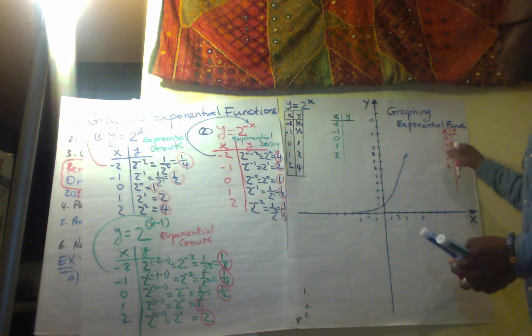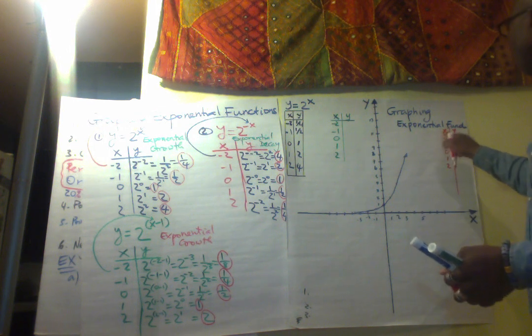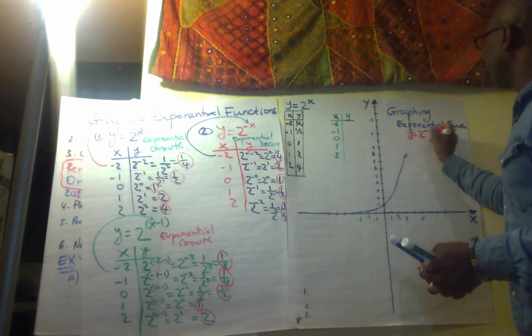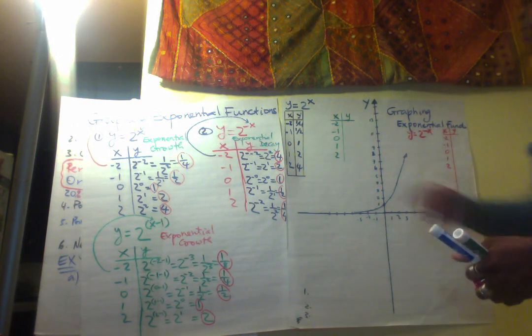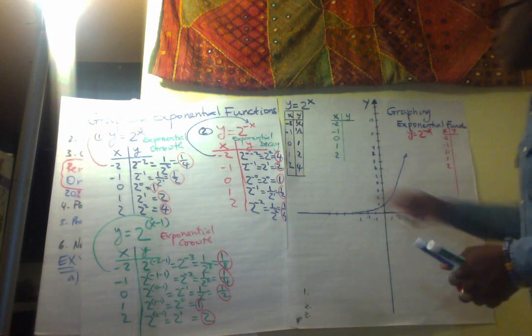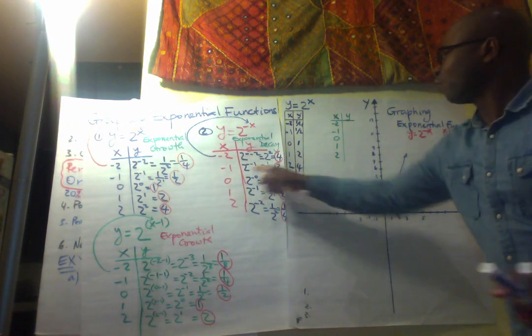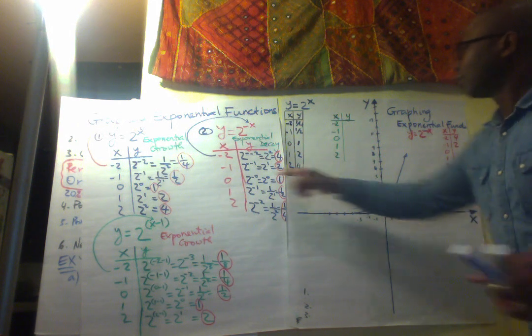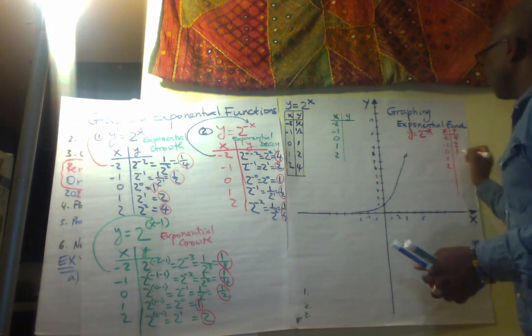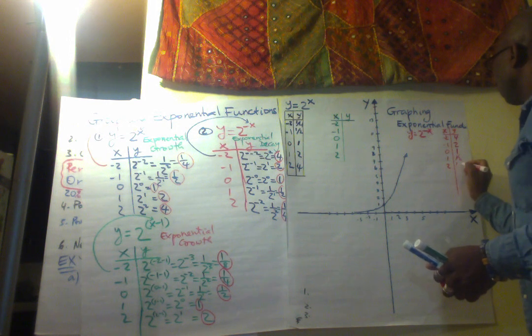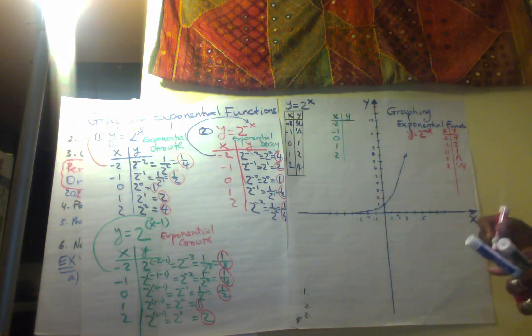All right, let's look at the second one. The second one was y equal to 2 to the negative x. For -2, we got 4. For -1, we got 2. For 0, we got 1. For 1, we got 1/2. And for 2, we got 1/4. Okay, so let's graph these guys.